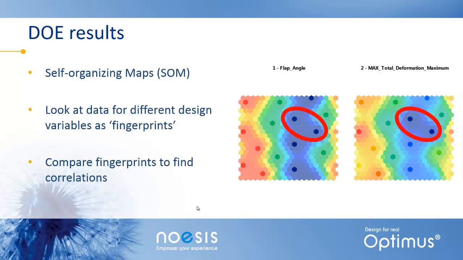We are also able to use an advanced post-processing tool called a self-organizing map to gain a very quick understanding of our design space. The self-organizing map arranges the designs in ways that correspond to secondary parameters or additional parameters. So here you can see that because the low values, or the blue values, for both flap angle and maximum total deformation are located in approximately the same position, we know that those 2 parameters are highly correlated. And of course, the Sobol indices that we saw in the previous slide confirm that.